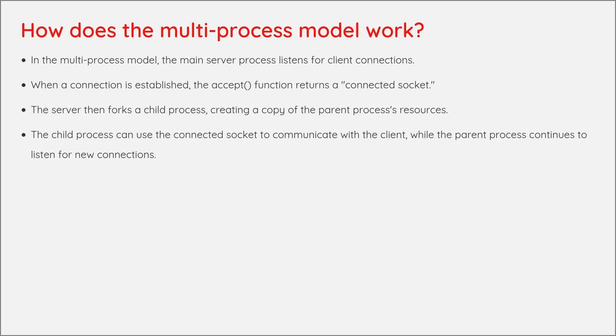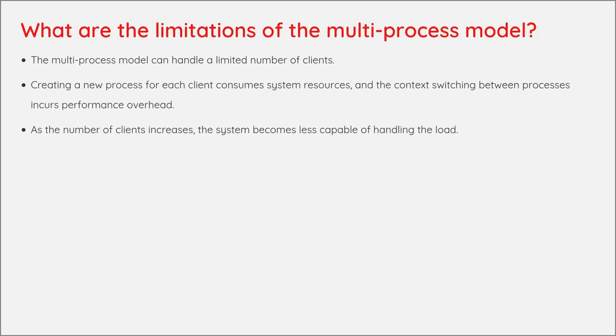In the multi-process model, the main server process listens for client connections. When a connection is established, the accept function returns a connected socket. The server then forks a child process, creating a copy of the parent process's resources. The child process can use the connected socket to communicate with the client, while the parent process continues to listen for new connections. What are the limitations of the multi-process model?